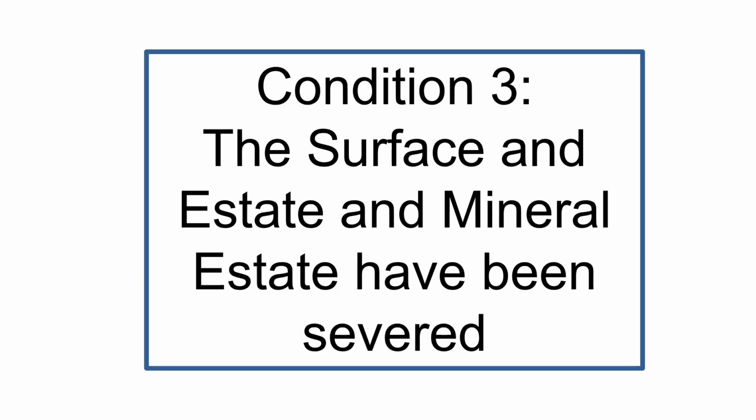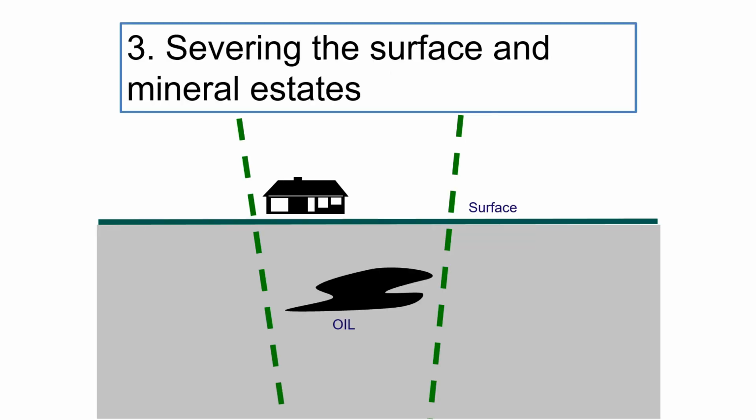The third condition we want to talk about is one in which the surface estate and the mineral estates have been severed or, in effect, taken apart from one another. To illustrate, let's take a case in which there's a parcel of land with a little house on the surface, and below the surface there's a pool of oil or gas. Now, ordinarily, whoever owns the house will own the oil and gas as well, because traditionally, a real estate owner owns everything down to the center of the earth and up to the sky.